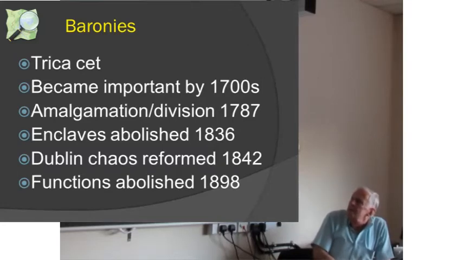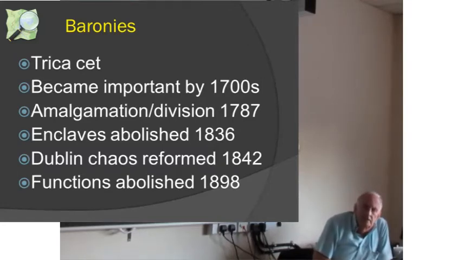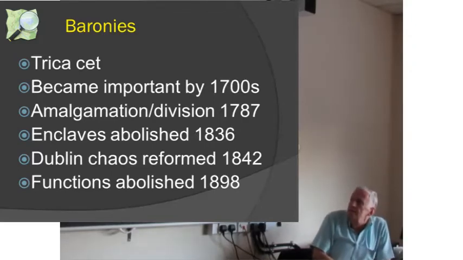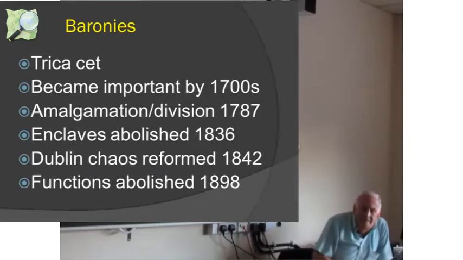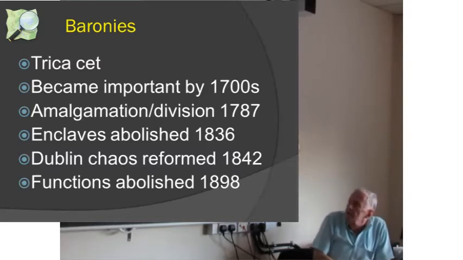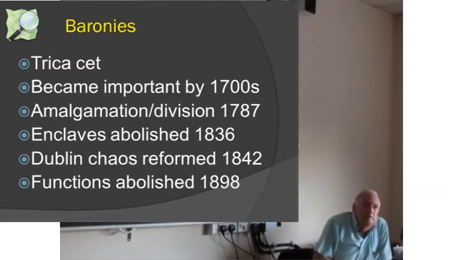They got amalgamated and divided in 1787. I kind of feel some of the barony stuff went on because of marriages, and one barony, the family marrying somebody else. The enclaves were largely abolished in 1836, but not all of them. They then discovered come 1842 there was still chaos in Dublin, which they had to attend to. And the functions of the baronies were abolished in 1898 anyway.